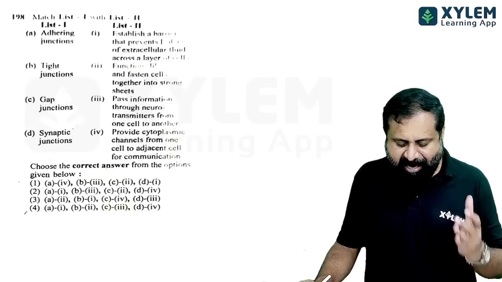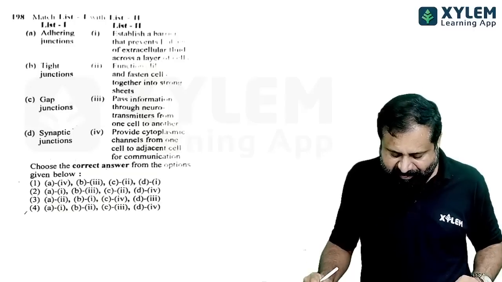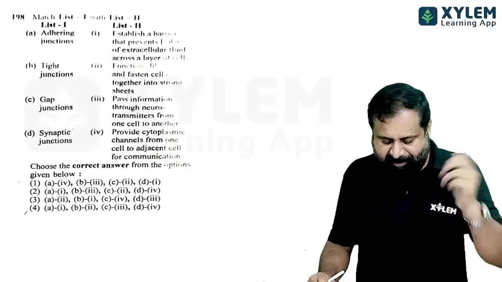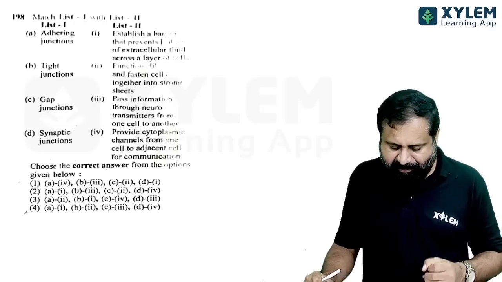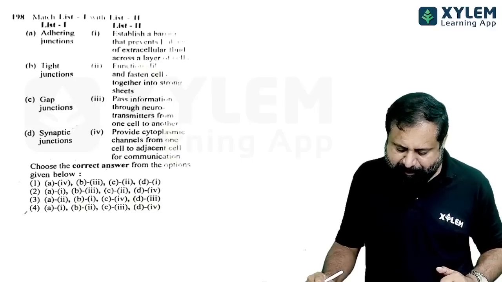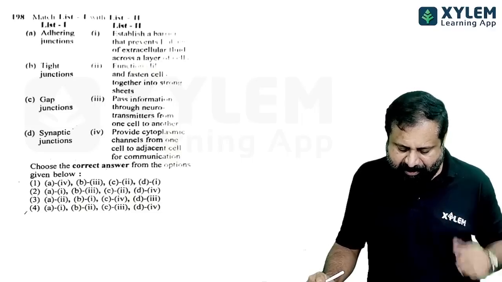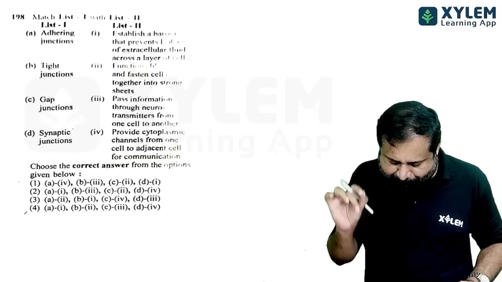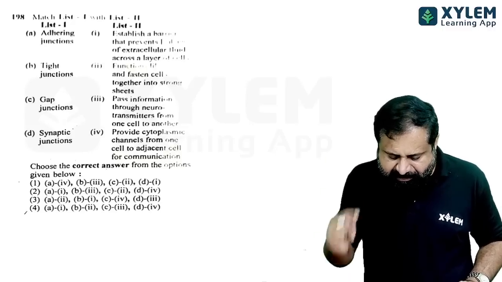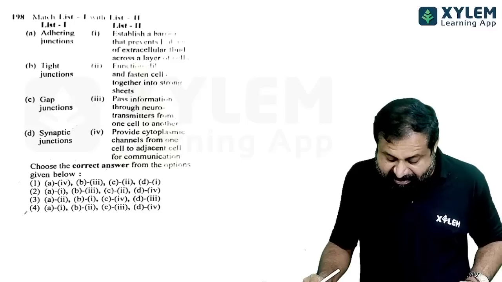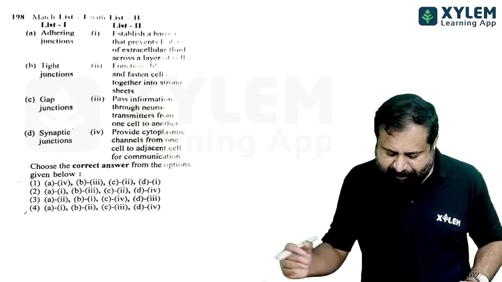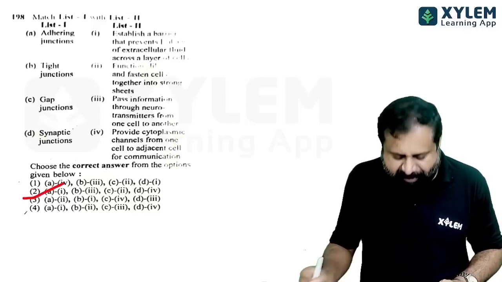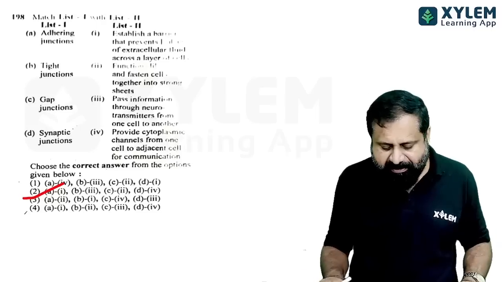A2: adhering junction closely connects two cells together. B1: tight junction prevents leakage. C4: gap junction provides a cytoplasmic channel from one cell to an adjacent cell for communication. D3: synaptic transmission passes information through neurotransmitters, acetylcholine, etc. Once again, 198: 3. A2, B1 prevents leakage, C4 communication, D3. So the answer is the third option. 198, 3 is the right answer.